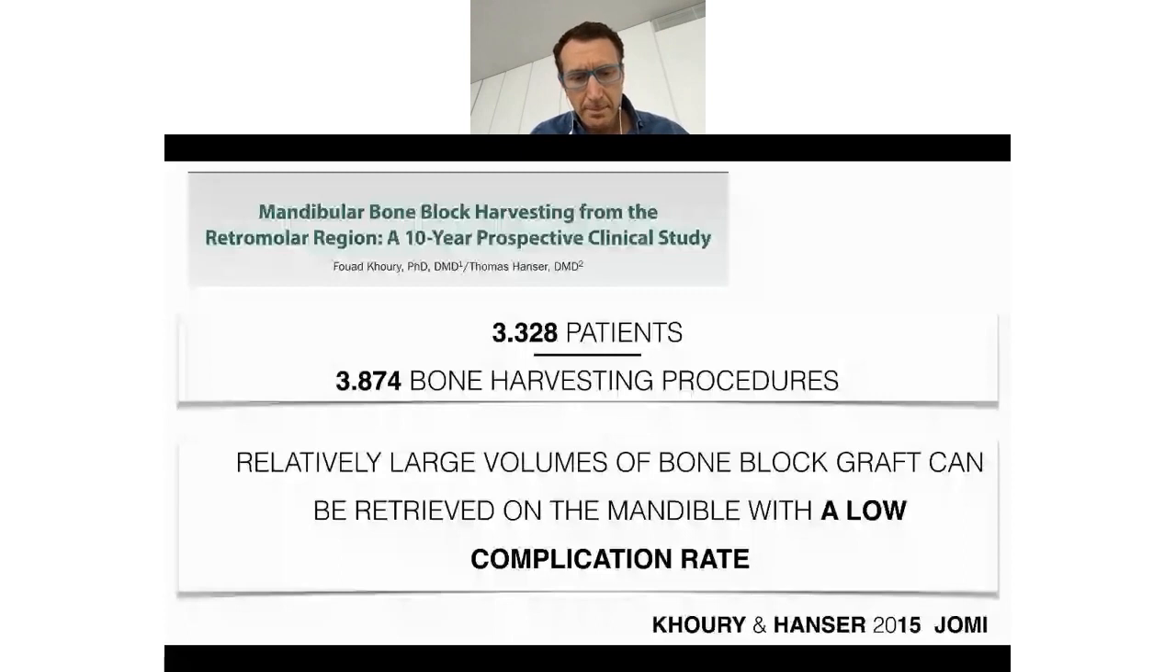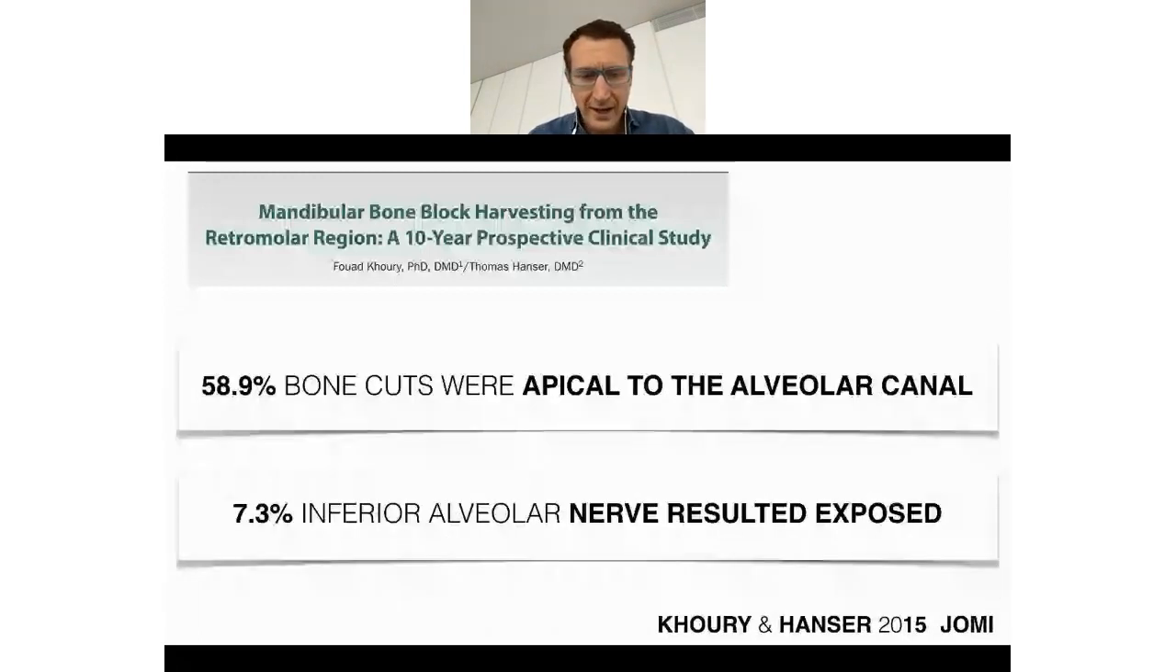And looking also to the paper published by Khoury in 2015 in JOMI, relating to 3,800 bone harvesting procedures, he reported a low complications rate. That's true, but what is amazing in terms of numbers is that almost 60% of the bone cuts were apical to the alveolar canal. It means that potentially our incisions, when they are too far distally placed, are going to interfere, or have a strong risk to interfere, with the alveolar nerve. And they reported 7.3% of nerve exposure.